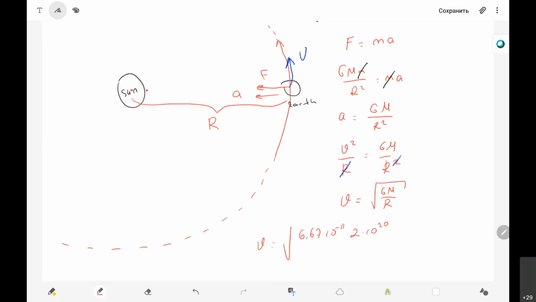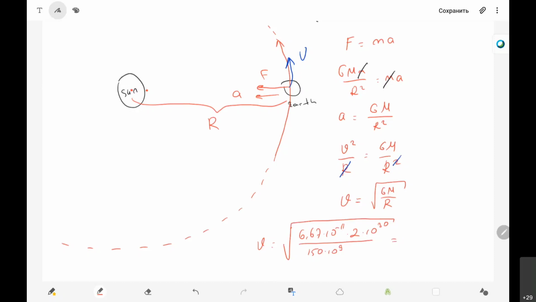Now the radius, this is what I got from Google. The distance between the Sun and the Earth is 150 million, it means 6 zeros, kilometers. We need to write in meters, so it's 10 to the power of 9.